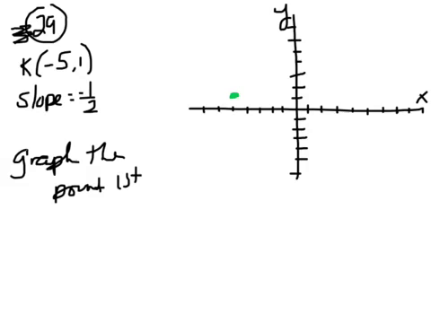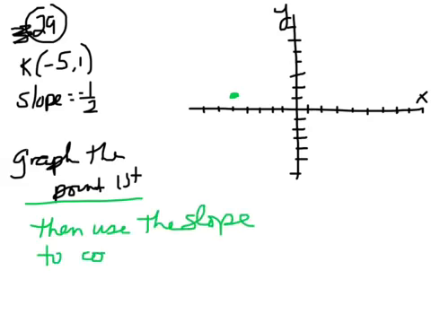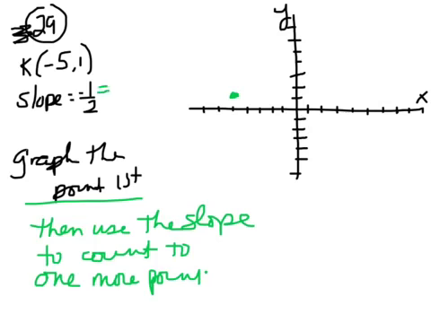And then, so you start with that, and then use the slope to count to one more point at least. You could do this for as many points as you want to, but you just need 2 at least. You got to have at least 2. So I start here, and the slope is negative 1/2. So what does negative 1 mean on the elevator? I'm going to go down 1.